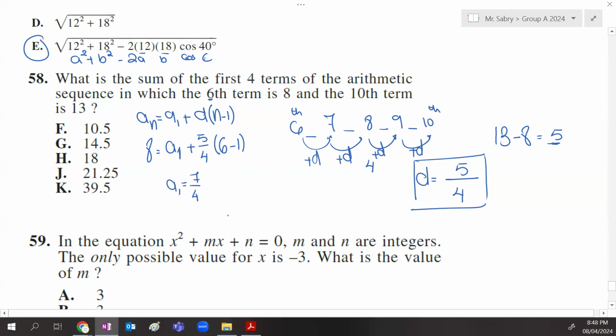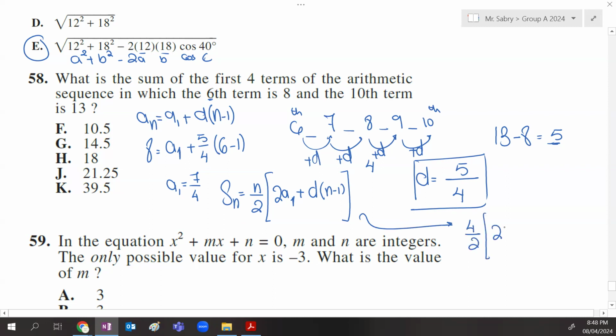I can find the sum of the first 4 terms, because the sum of the first terms is supposed to be n/2, that's the rule, multiplied by 2 times a1 plus the difference multiplied by n minus 1. So basically here we'll apply n, which is 4 because I want the 4 terms, divided by 2 multiplied by 2 times a1, which I found as 7/4, plus the difference, which I also found as 5/4, multiplied by n, which is 4, minus 1, and I'll put this whole thing on a calculator.